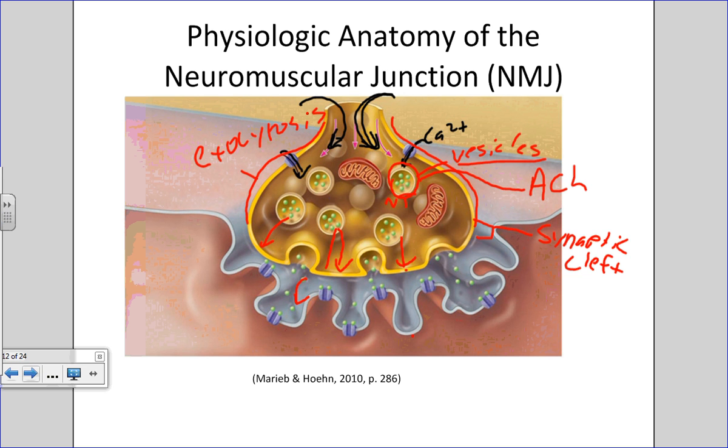Now what's going to happen is as these vesicles start to unload their neurotransmitter, you can do the math on what's going to happen. What direction is the neurotransmitter going to travel? It's going to travel down its concentration gradient. It's going to diffuse down towards the skeletal muscle cell itself.